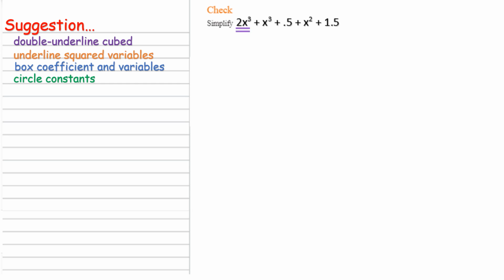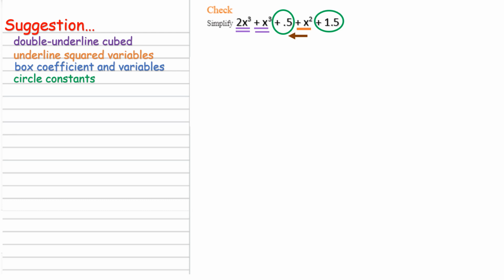If I look at my cubes, that's to the third power. Then I have 2x, and then I have a plus x. That's the only cubed. Double underline any squared ones, so to the second power. I only have 1, and that's plus x squared. I will box in my coefficients with a standard variable, so to the power of 1, and I don't have any of those. And then I can circle my constants, and those are both additions, so I can put those together.